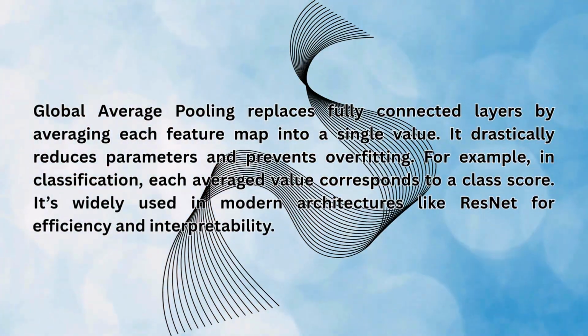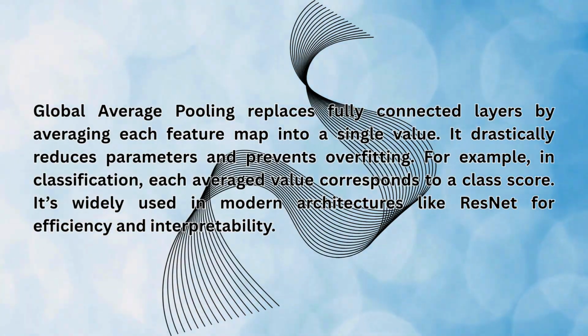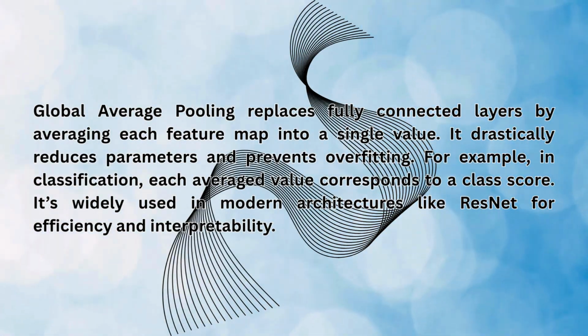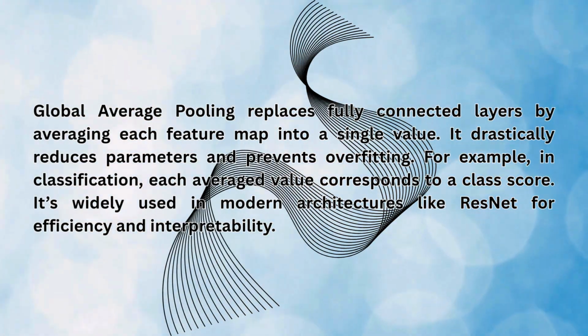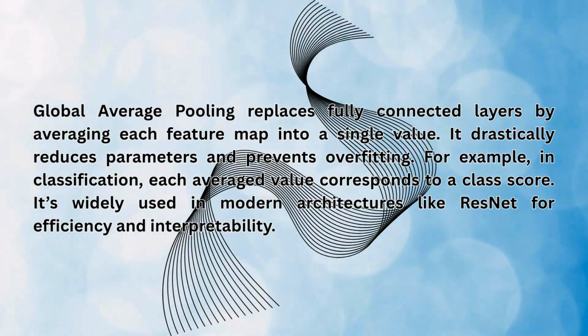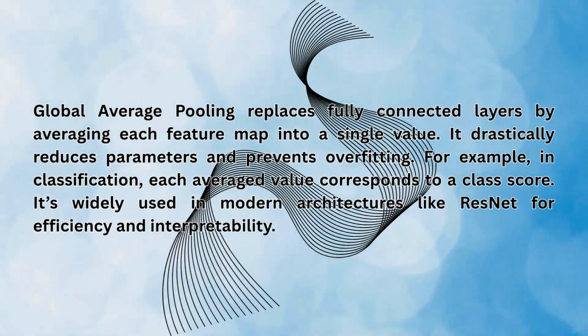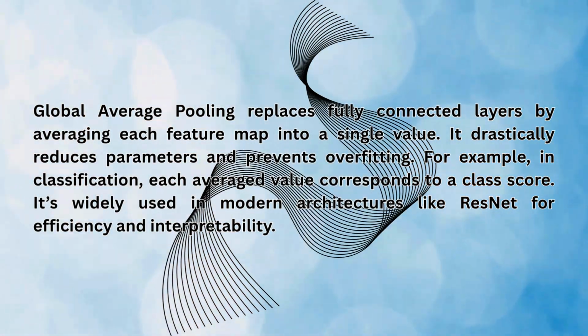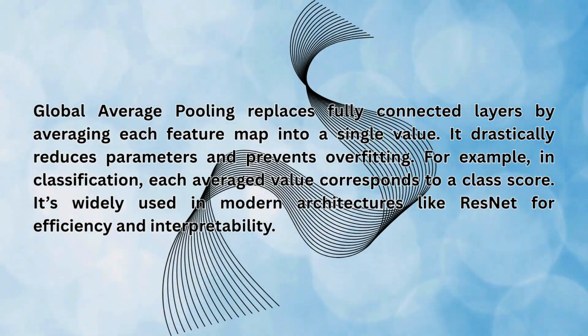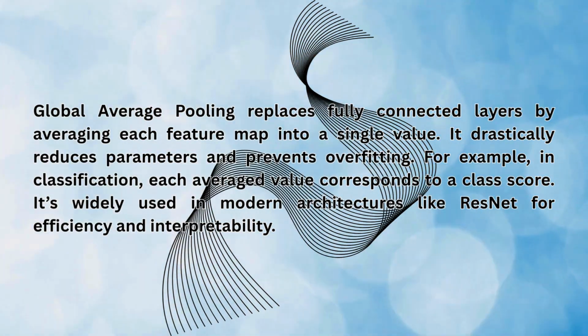What is global average pooling? Global average pooling replaces fully connected layers by averaging each feature map into a single value. It drastically reduces parameters and prevents overfitting. For example, in classification, each average value corresponds to a class score. It's widely used in modern architectures like ResNet for efficiency and interpretability.